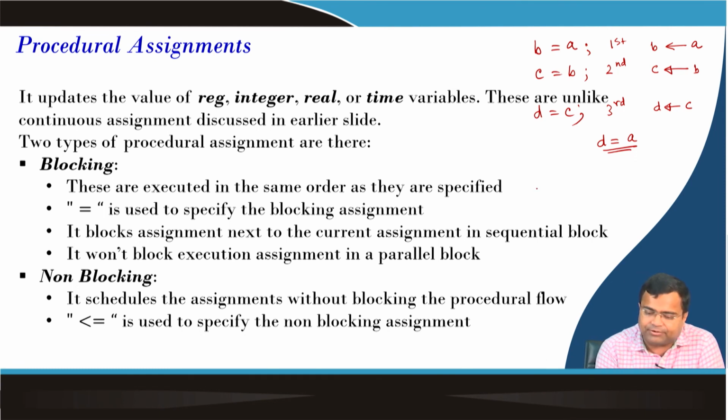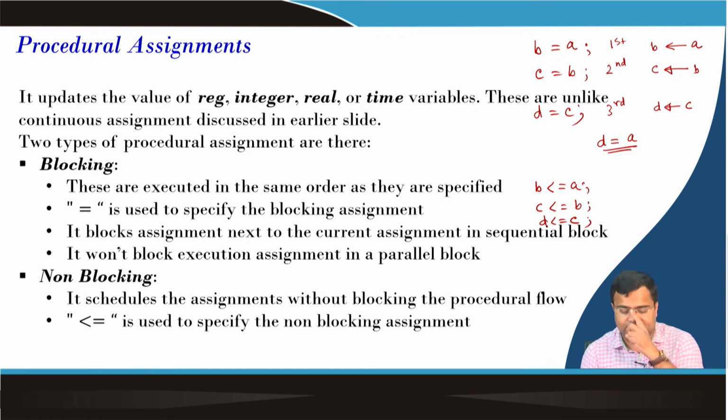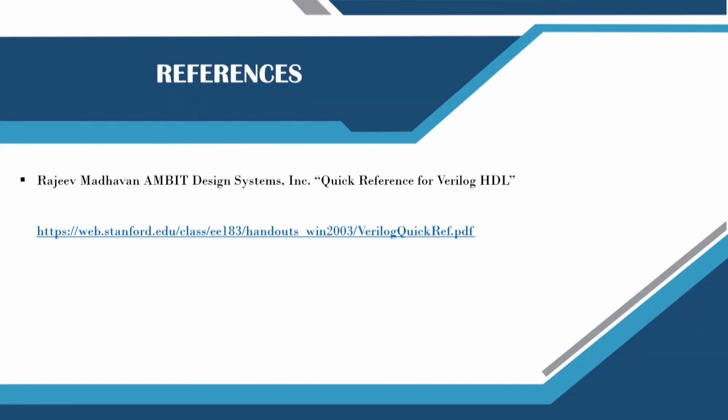But suppose you write the same thing as B <= A, C <= B and D <= C. This will execute simultaneously. B will take the value of A, C will take the value of B which was stored earlier, and D will take the value of C. But here D is not equal to A, because we just change the values at the same level. So we require such blocking and non-blocking statements in many cases in our algorithms, and you will get a good amount of reference in the quick reference for Verilog available here.